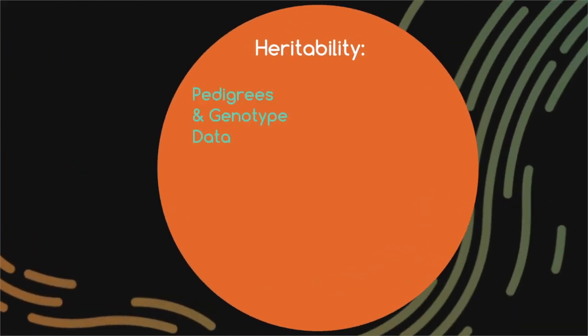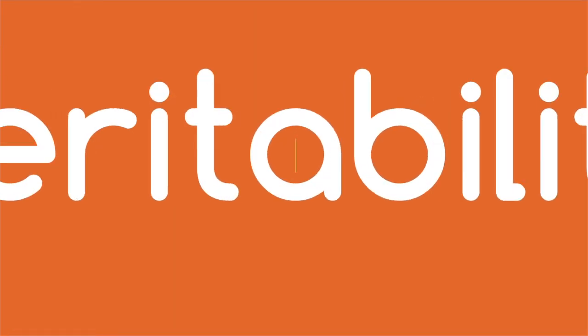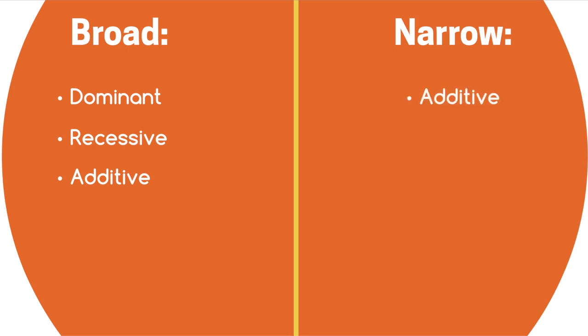Heritability uses pedigree and genotypic data to measure how much genotypic variation contributes to total phenotypic variation. This equation calculates heritability where the first term is the genotypic variation, the second term is the total phenotypic variation. There are two definitions of heritability, broad and narrow. The broad version uses all effect models, dominant, recessive, and additive. The narrow version, which this command utilizes, only takes into account additive effects.